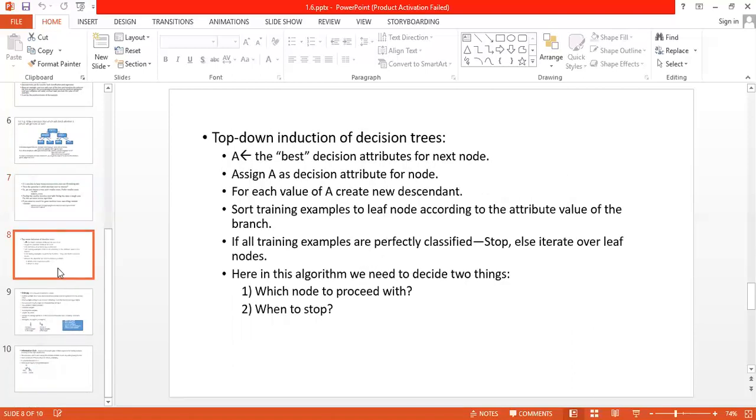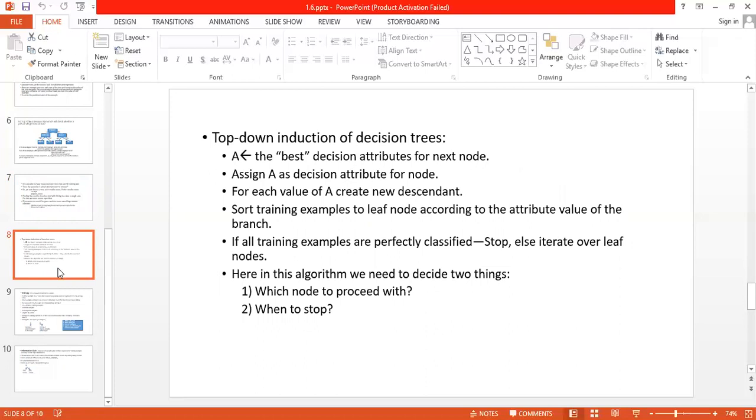Now see, this is the algorithm we can say. Suppose A is the best decision attribute for the next node. So assign A as a decision attribute, means first root node. For each value of A, create a new descendant, means for every A. Suppose A is a root node. So for A's all values, create a new tree.